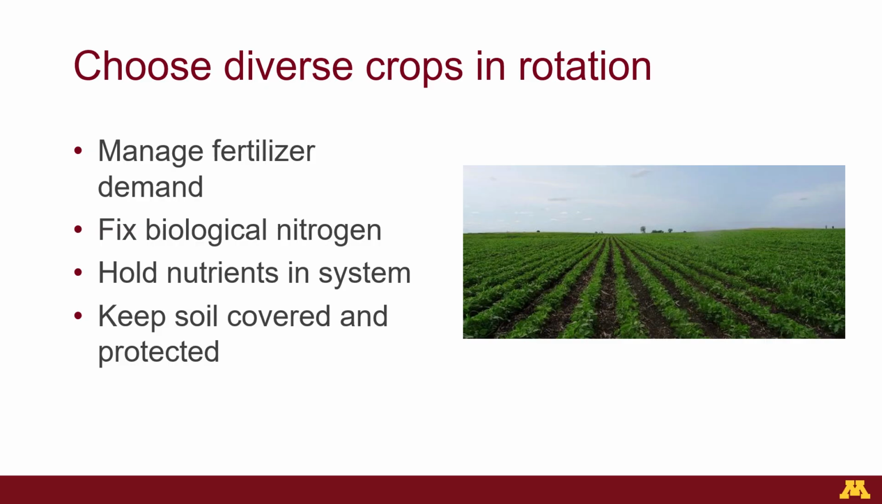When building an organic rotation, you will choose diverse crops that can carry out diverse soil building functions. By carefully choosing crops for your rotation, you can manage fertilizer demand. For example, by balancing heavy feeding crops with more modest nutrient needs. A good rotation can also facilitate biological nitrogen fixation, hold nutrients in your system, and keep your soils covered and protected. You will notice that a diversity of crops in your rotation addresses many of the fertility principles of organic agriculture.